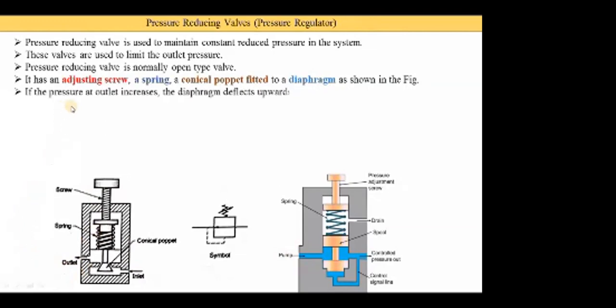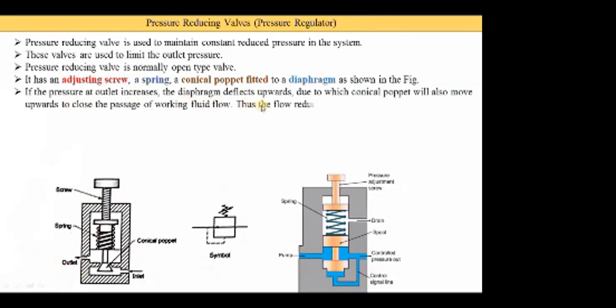Now if the pressure at the outlet is increased, the diaphragm deflects upwards, due to which the conical poppet will also move upwards to close the passage of working fluids. This conical poppet closes the passage when it moves in the upward direction. Here you see an image, this side of the conical has the higher diameter, this side is the lower diameter. When the passage is closed, the oil is not supplied to the outlet, which means it is not supplied to the further systems.